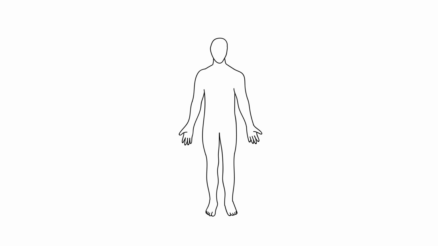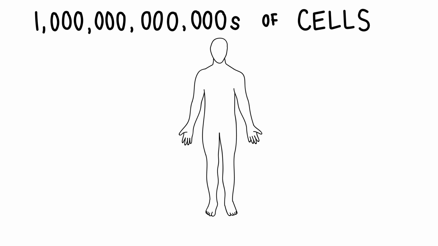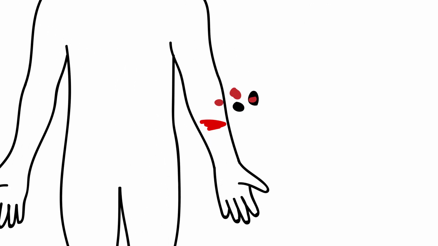Our bodies consist of trillions of cells. These cells need to divide when our bodies grow, replenish the cells we've lost from injuries, or need to maintain cell populations like that of the skin.